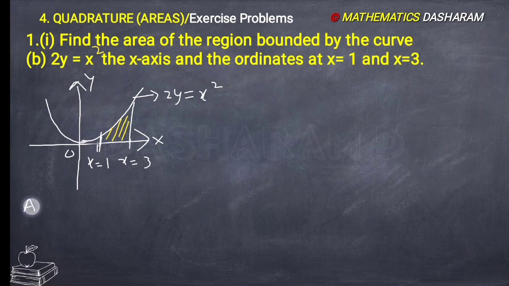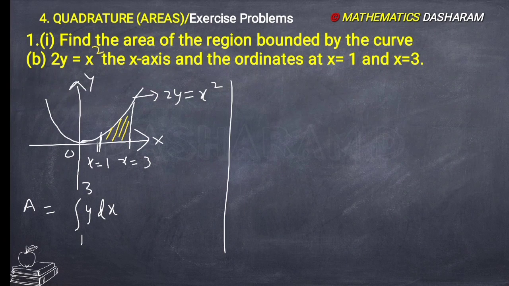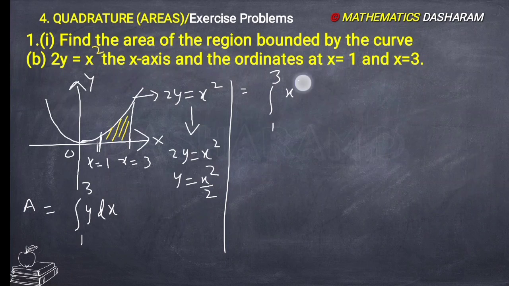So area A equals integration from 1 to 3 of y dx. Y means the given function. The given function is 2y equals x square, from this y equals x square by 2. So integration from 1 to 3 of x square by 2 dx.